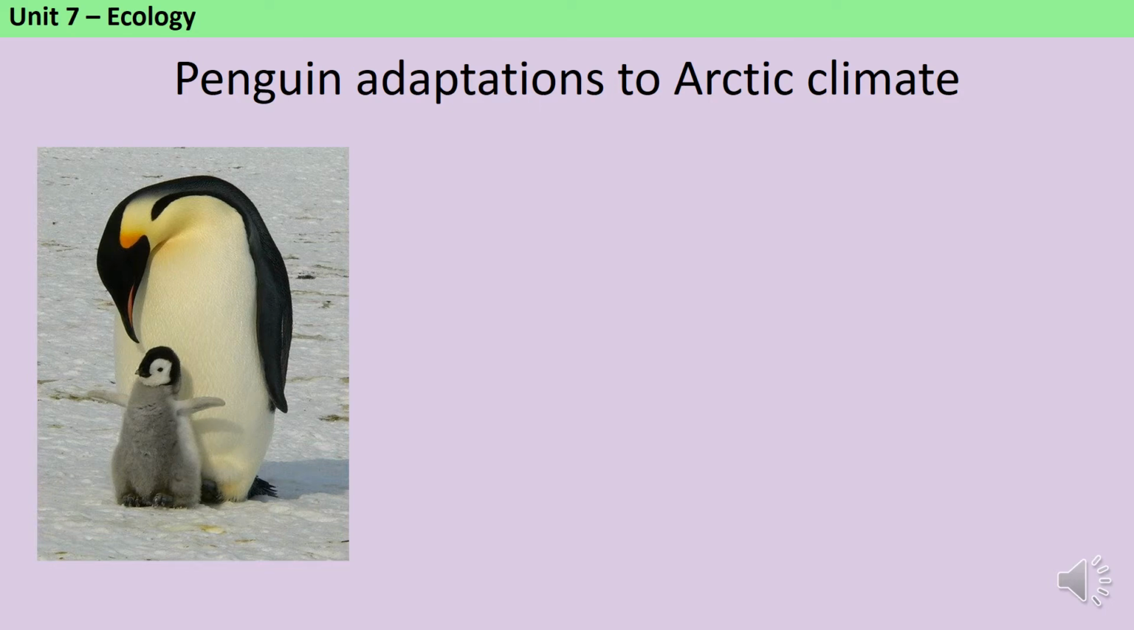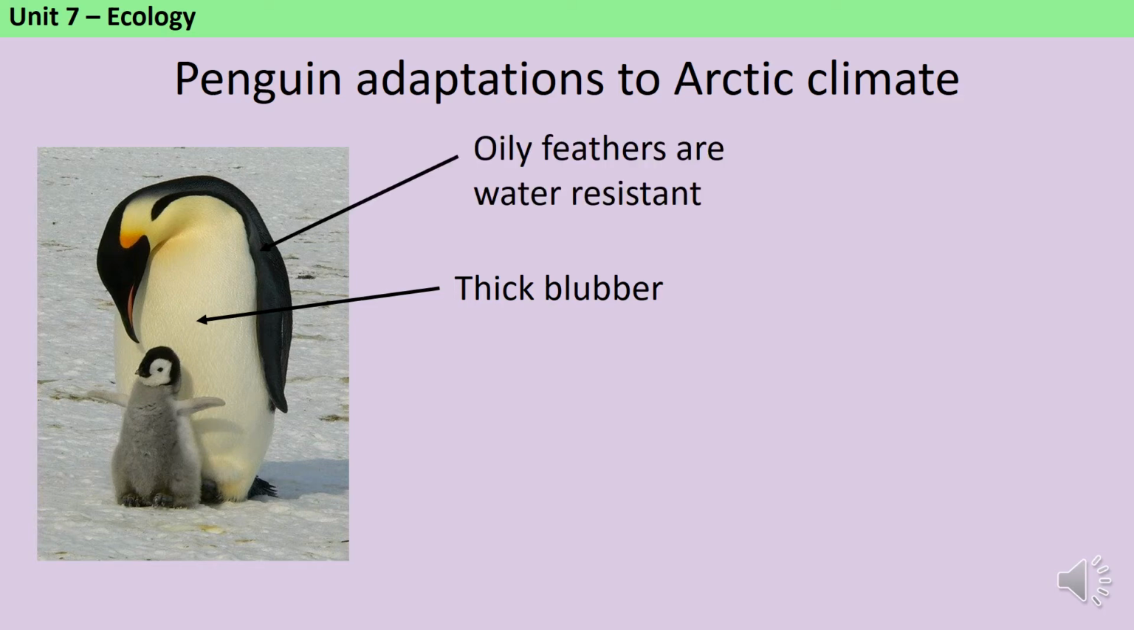First, let's look at the adaptations of a penguin to an Arctic or polar habitat. Firstly, we can see that she's a little bit of a chunky monkey. She's got a thick layer of blubber and that helps to insulate her against the cold. Additionally, her feathers are oily and that makes them water resistant. That means that when she goes swimming to catch fish, she's not going to get as cold as quickly.